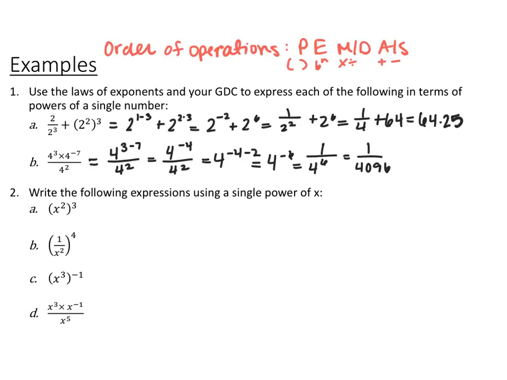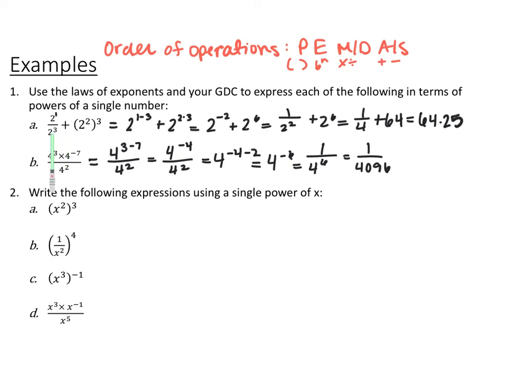So for the first one, you have 2 divided by 2 cubed plus 2 squared quantity cubed. This has an invisible power of 1 in the numerator here, so I used dividing two things with the same base, subtract the exponents, so 2 to the 1 minus 3, and then raise a power to a power, you multiply them, so 2 to the 2 times 3. So you have 2 to the negative 2 plus 2 to the 6th, which is 1 over 2 squared plus 2 to the 6th. So 1/4 plus 64, which is 64.25.